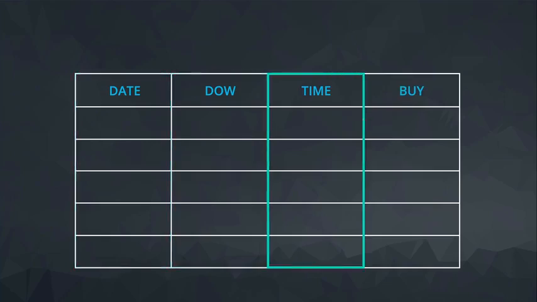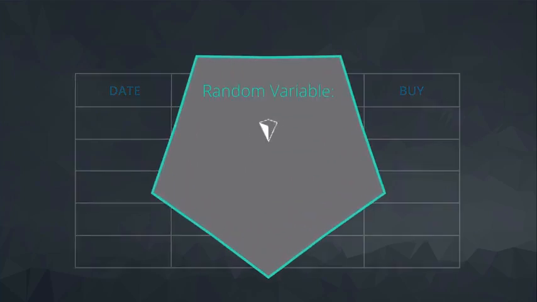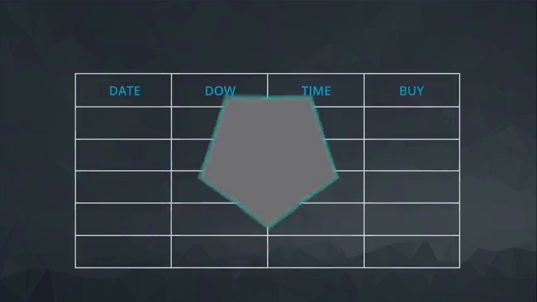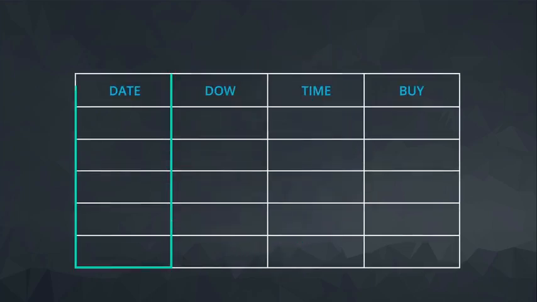A column in our data set is associated with a random variable. Explaining what a random variable is in English is complicated, but in notation, it's simple. In English, a random variable is a placeholder for the possible values of some process. In notation, it's x. For our website, the date of the visit, the day of the week of the visit, the amount of time spent on the site, and whether or not an individual buys an item are all variables.